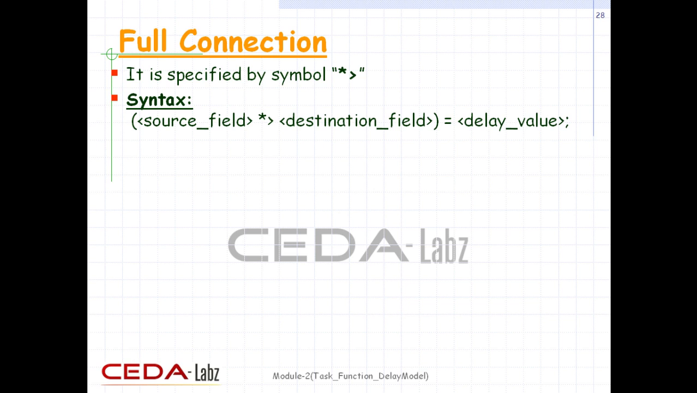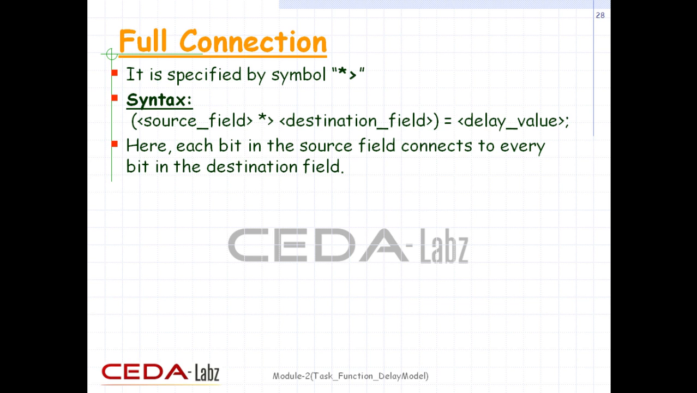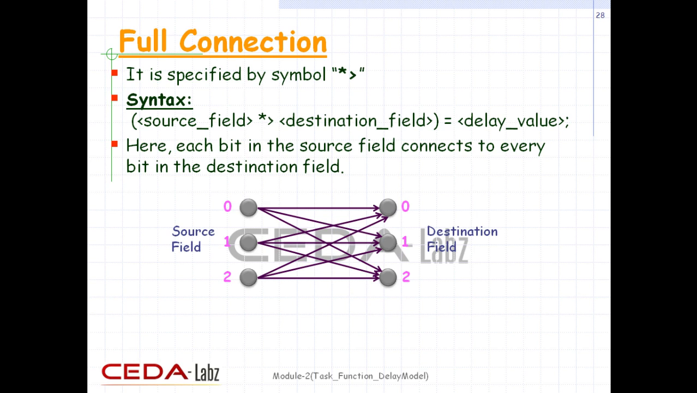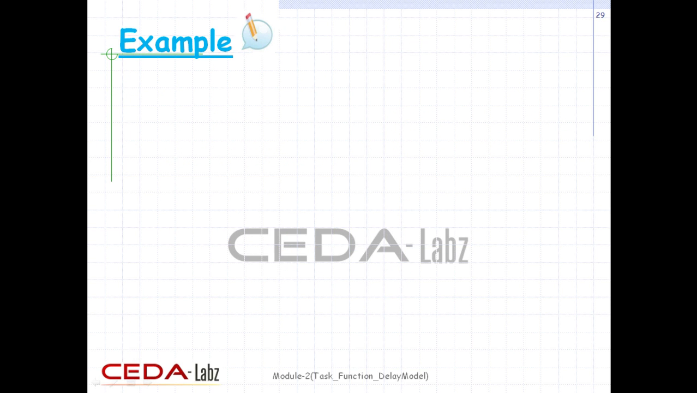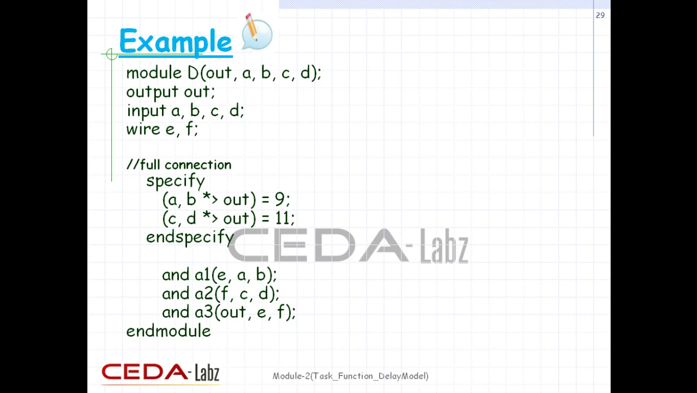A full connection is specified by the symbol *>, and is used as shown under the heading syntax. In a full connection, each bit in the source field connects to every bit in the destination field. If the source and the destination are vectors, then they need not have the same number of bits. A full connection describes the delay between each bit of the source and every bit in the destination as shown in the figure. Here is a simple Verilog code for full connection.